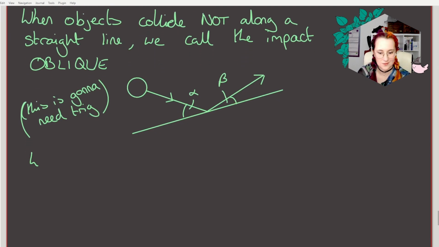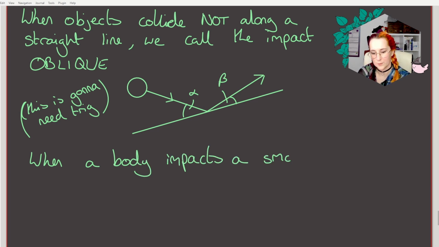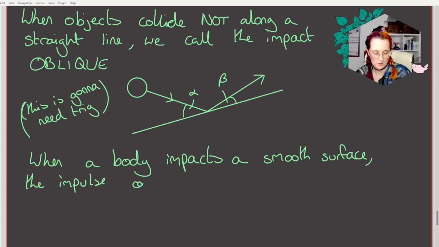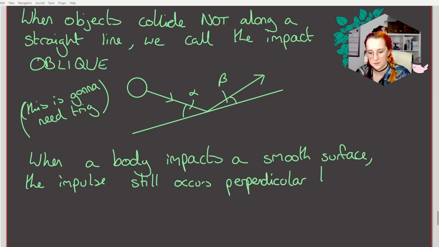So, when a body impacts a smooth surface, the impulse is still perpendicular to the surface at the point of impact.